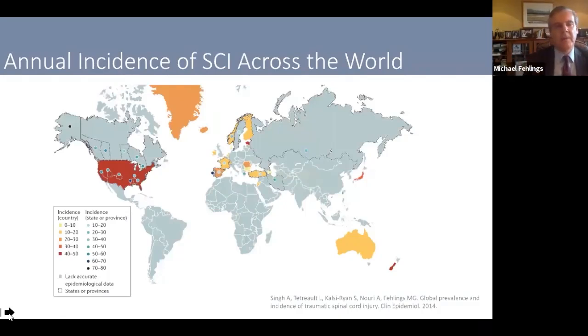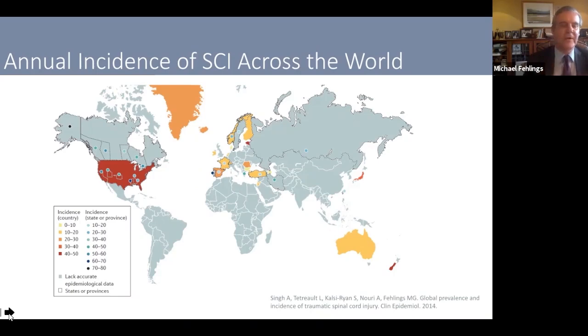So this is a map of the world which illustrates the estimated incidence of spinal cord injury across the world. And you'll see that actually a relatively small proportion of this map is colored, and in fact we lack granular data for many regions of the world in low-income countries and developing economies, where the incidence of traumatic spinal cord injury is likely very high. But we do have very good data for North America, for Europe, and for Australia. And in general terms, the incidence ranges between 20 to 40 per million.